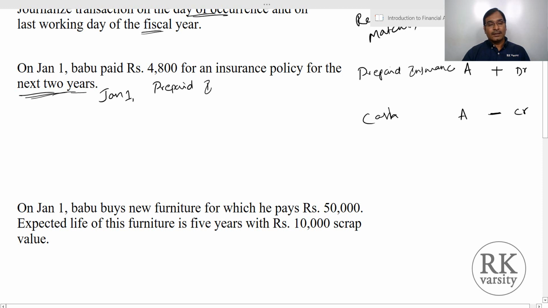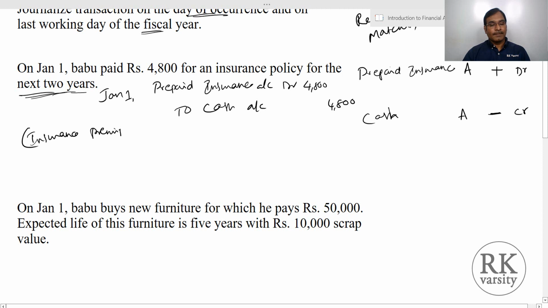Prepaid insurance account debit to cash account. What is the amount we paid? 4,800 and 4,800. We will write a narration for this saying that insurance premium paid for next 2 years. Now this is the first entry.